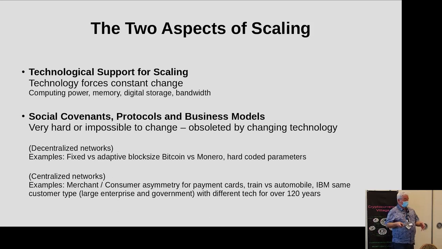The business model of a train versus an automobile is very different. And even though the technology in the automobile will replace the train, the business models are totally incompatible. IBM is a great example of a company that has kept the same business model for over 120 years, while the technology changed drastically, only serving large enterprises and governments. They started in the 1890s serving the US government with census tabulating machines and punch cards. And today they're serving the same customers. So the business model hasn't changed, but the technology has.